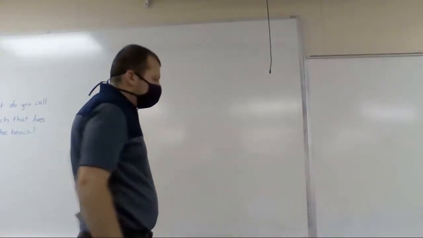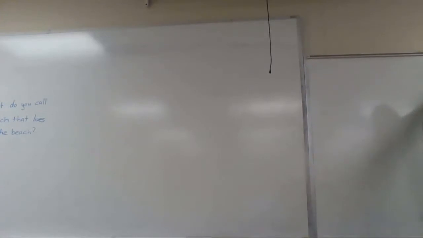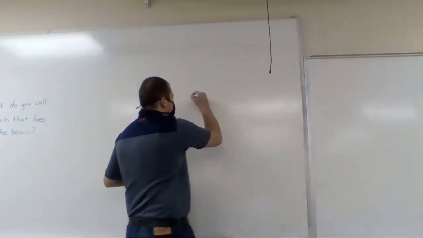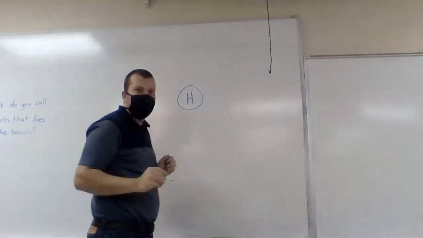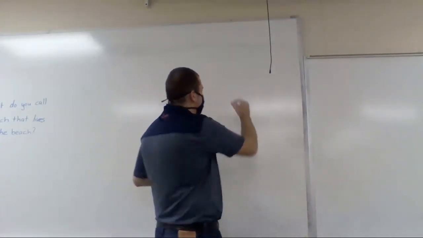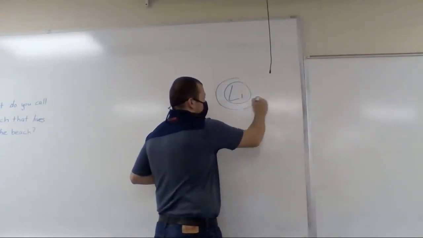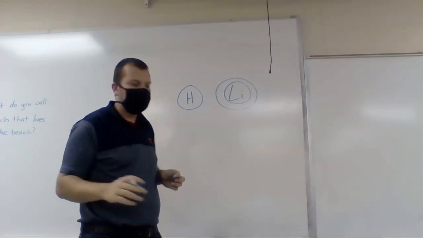Interesting. So as we move down the periodic table, you guys hopefully know we add shells, right? So in the first row, hydrogen has one shell. But if you go to the second row, you have lithium. Lithium's in the second row, so it has two shells, right? Hopefully that's kind of familiar.